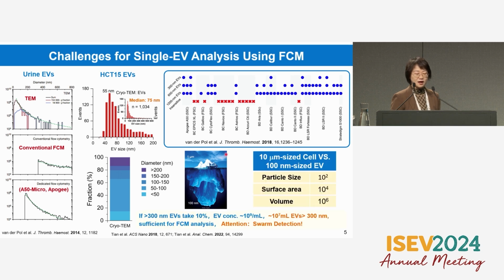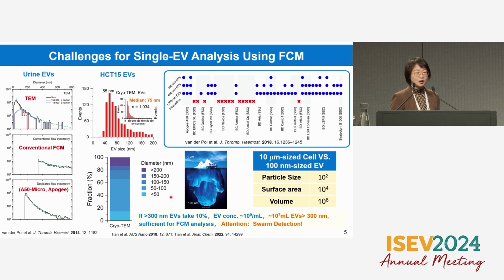But I also want to remind you that EVs larger than 300 nanometers in size make up only 10% of the total population, with a concentration range of 10 to the 9 particles per ml in plasma or cell culture medium. So there are still 10 to the 7 particles per ml of EVs larger than 300 nanometers in size. This quantity is sufficient for conventional flow cytometry analysis, and we even need to be cautious about swarm detection. But still, you are detecting the tip of an iceberg.